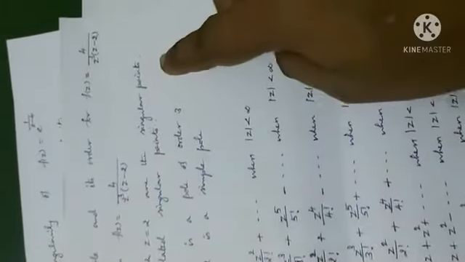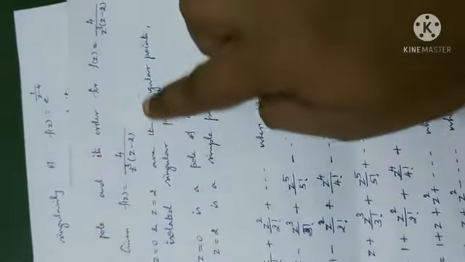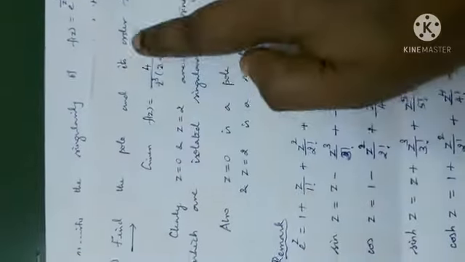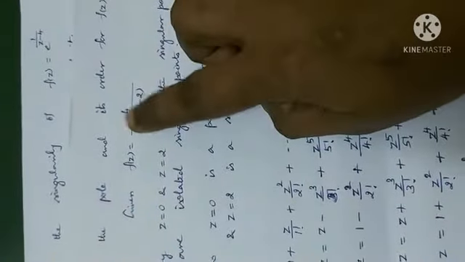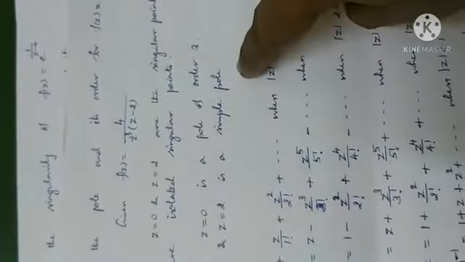Let us see the next. Find the pole and its order for f of z equal to 1 by z cube into z minus 2. Simply pole and order, so we need not talk about other things. z equal to 0 is a pole of order 3. z equal to 2 is a simple pole. Enough. These two are the singular points and they are isolated singular points. Hence they are poles. That is enough.